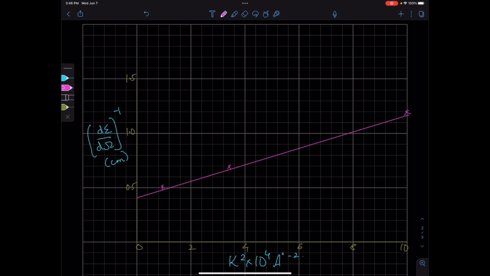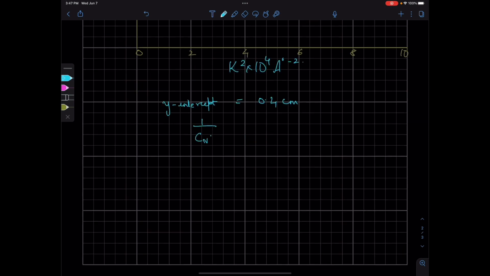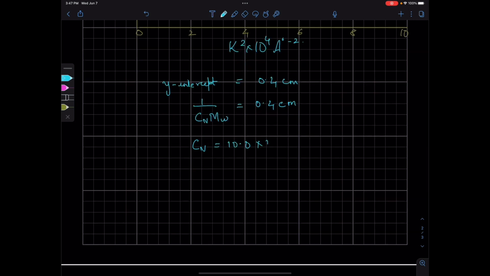So we get the y-intercept as 0.4 centimeter, but our y-intercept is 1 over Cn Mw, and Cn is 10.0 times 10 to the negative 5 moles per gram centimeter. So Mw is 25,000 grams per mole.